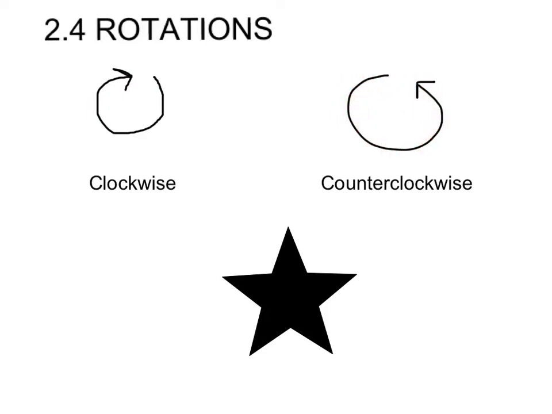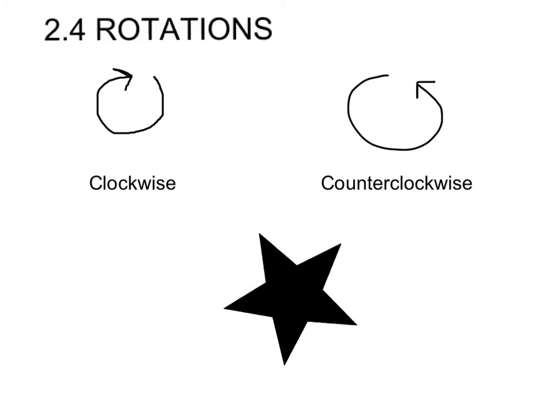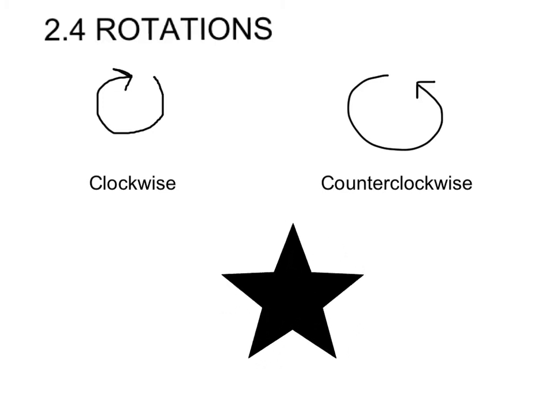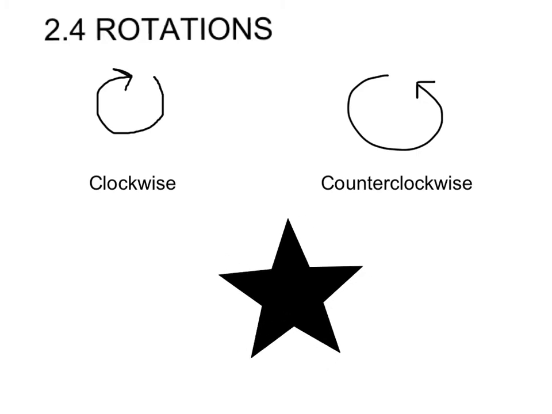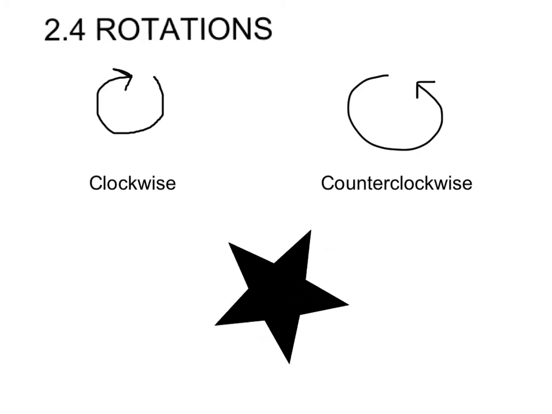So if I take this star here and I turn it, I'm moving it clockwise. That means I'm rotating it. Now if I go the other way, that means I'm going counterclockwise.